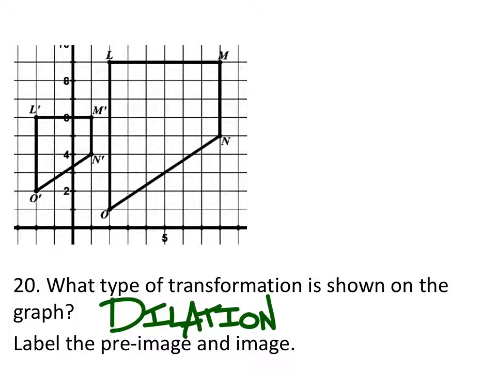But it did say to label the image and pre-image. So the image will have the prime marks, like the smaller one does. So this one would be the image. And that means that the original, without the prime marks, would be the pre-image. So this one, the dilation is actually shrinking it, making it smaller.